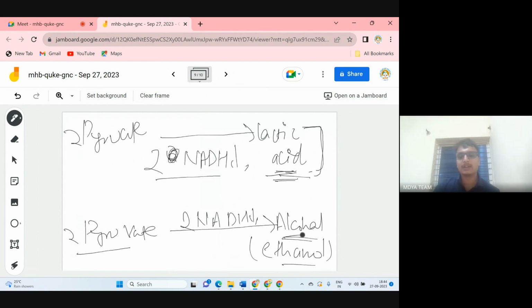In yeast, what happens with this alcohol? This alcohol is of no use for yeast, but it is very much useful for humans. This is the principal step in formation of alcohol from yeast.